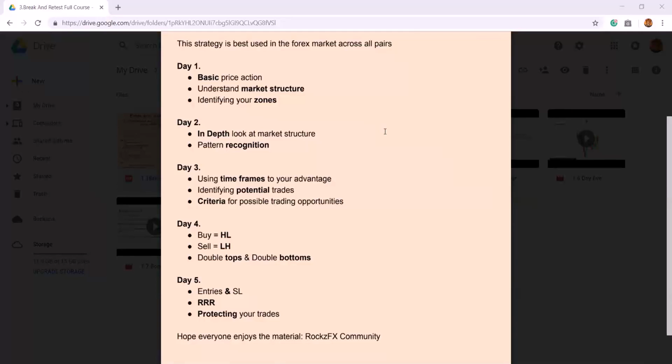Day three, we're going to be looking at different time frames, how we use them to our advantage, looking at potential trading opportunities, and then we'll run through the criteria for potential trading opportunities. A little switch up this week. With our first group, we had a fantastic week, but just some feedback from some of our members. Instead of looking at day four, buying at higher lows, lower highs, double tops and double bottoms, which is pretty advanced, we're going to go straight into entries and stop loss, risk to reward ratio, and protecting your trades.